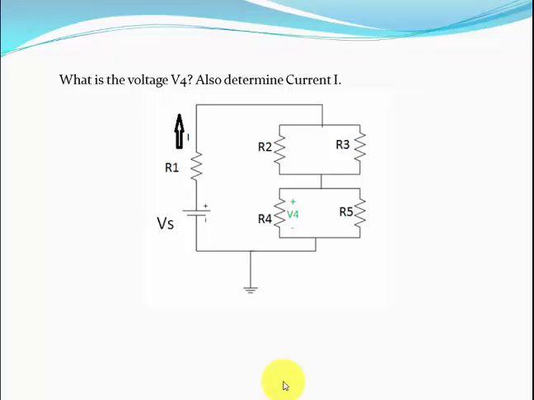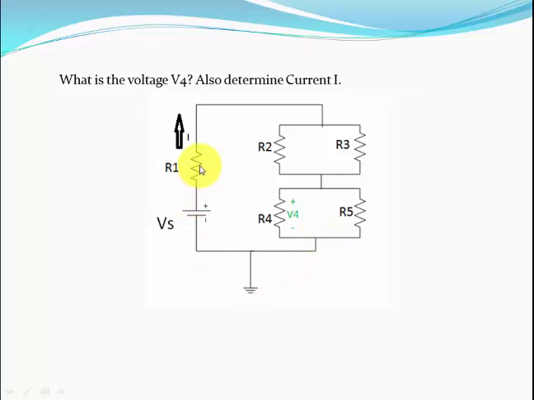Now they add more questions here. What is the voltage V4 over here? Also, what is this current I over here? So how to solve the voltage across resistor R4? You should understand R4, R5 in parallel. Parallel components have the same voltage. So the V4 is also across the whole thing. It's actually from here to here.